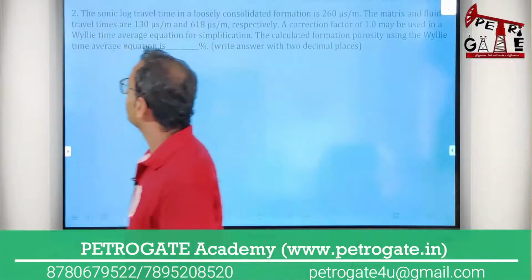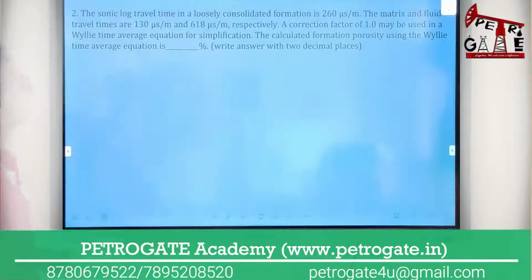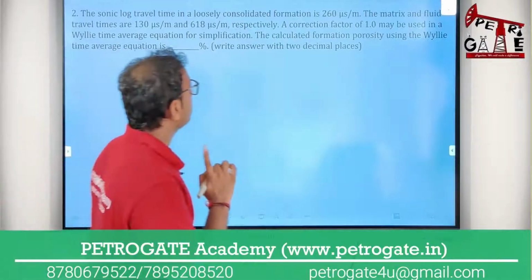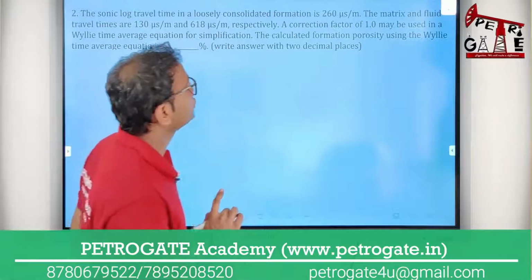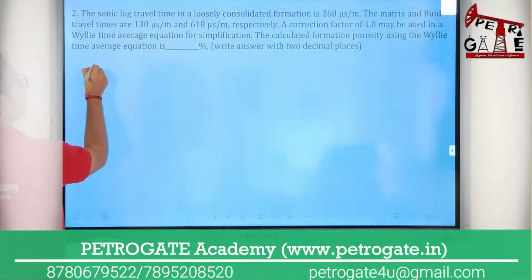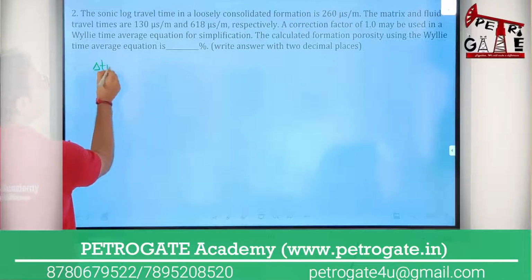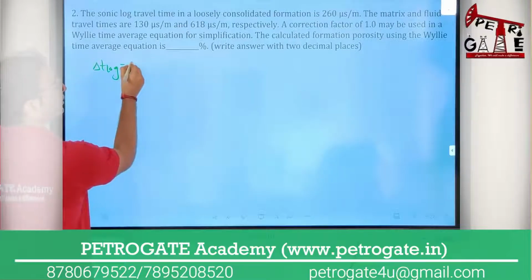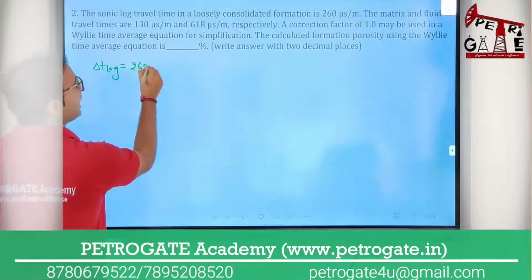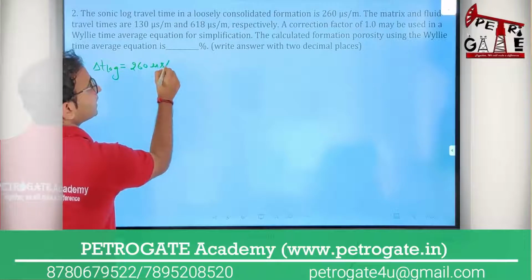Now the question number next, you will see. This is the sonic porosity calculation question, which is based on the sonic log. So the sonic log interval travel time in a loosely consolidated formation is 260. Whatever the delta T I am having, that is given: delta T log equal to 260, and the unit will be microsecond per meter.